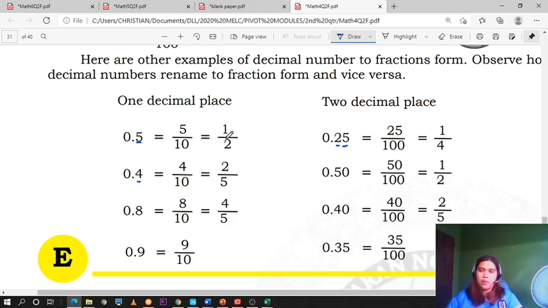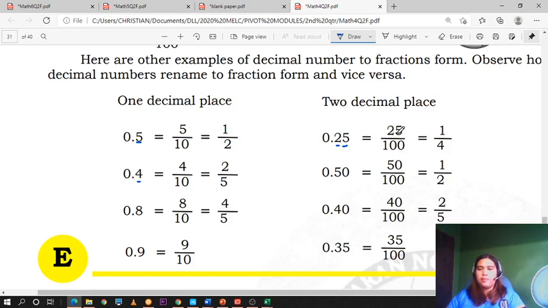So, isi-simplify natin kasi fraction ito. Di ba pag fraction, dapat naka-simplest form or lowest term ang ating answer. So, paano naging 1/2? Divide both sides sa 5. So, 5 divided by 5 is 1. 10 divided by 5 is 2.